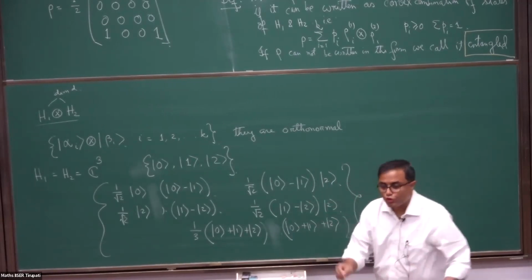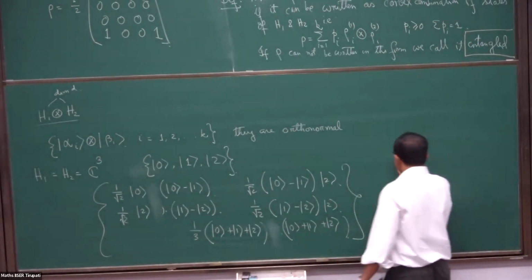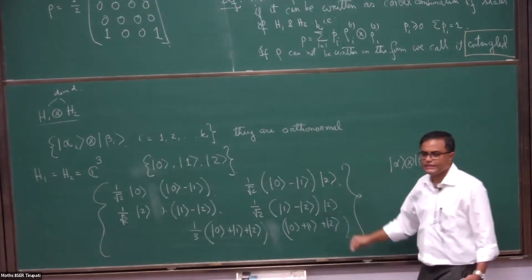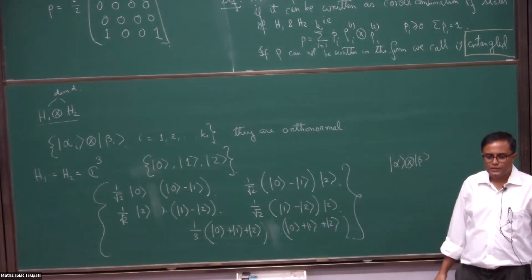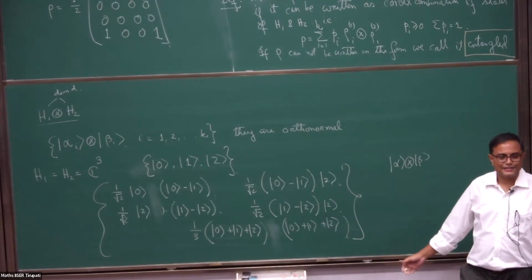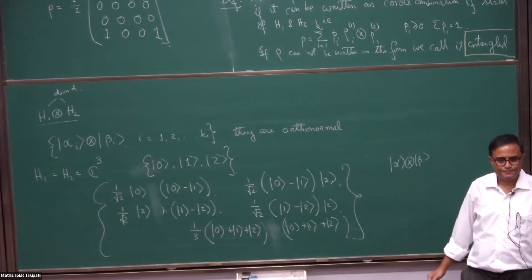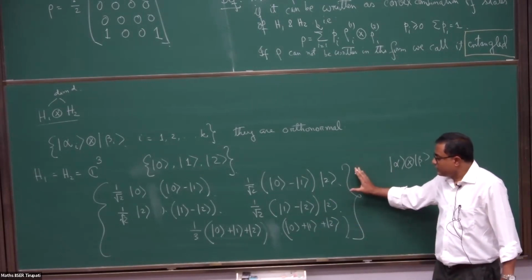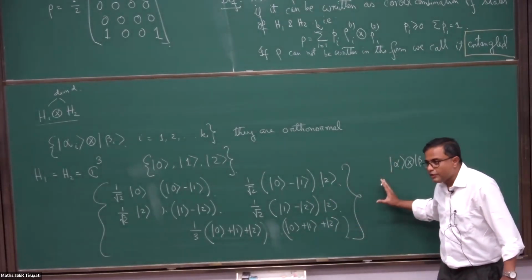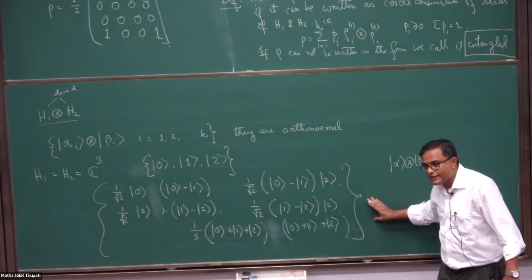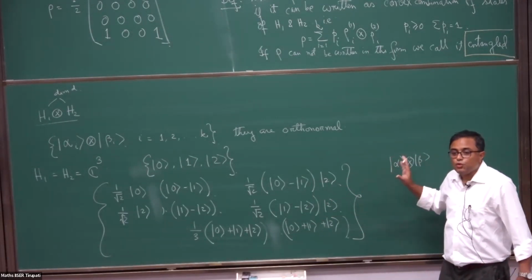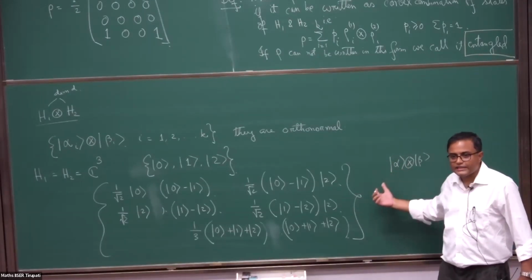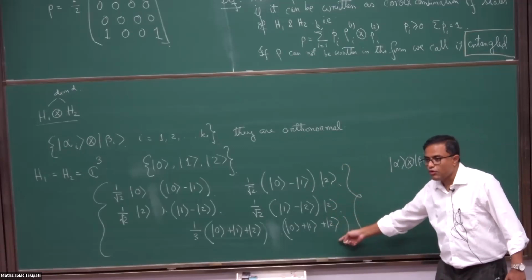Can I add a product vector here of the form alpha tensor beta with this? Again, an exercise: I can't do that. In other words, in the orthogonal complement of the space formed by these 5 vectors, there is no product vector. I can't add one more product vector which is orthonormal to all 5 of them.